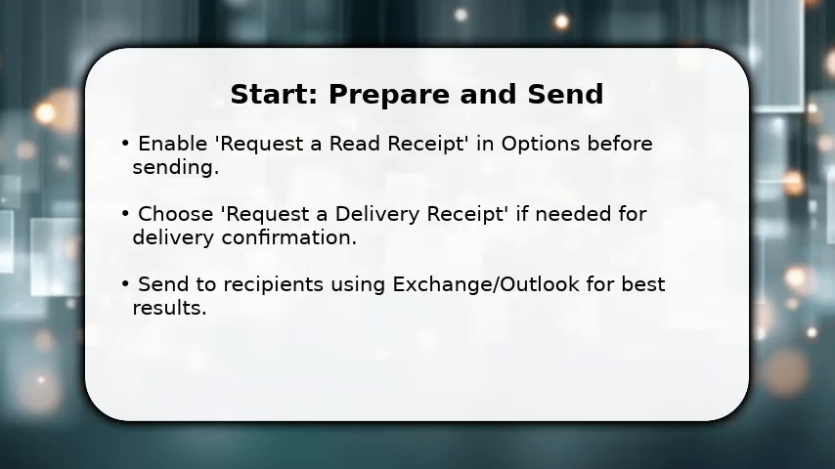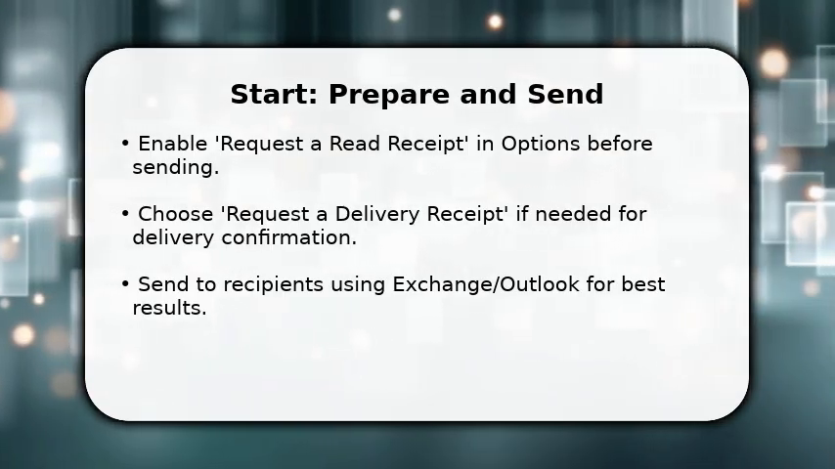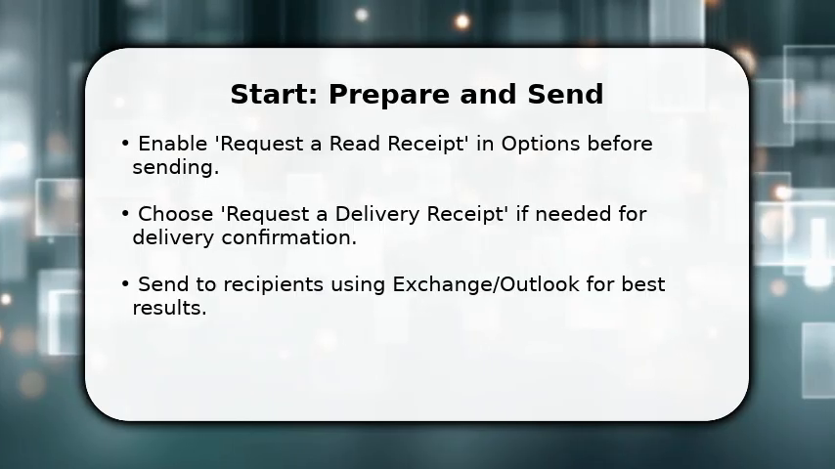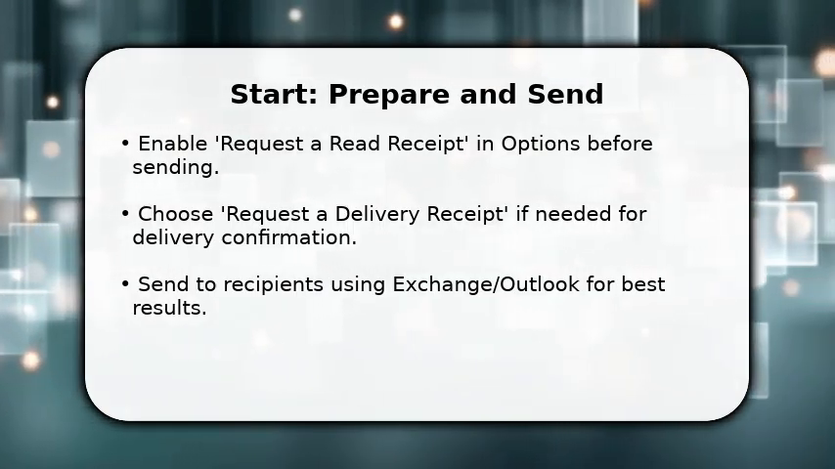You're starting by preparing the message so Outlook can tell you what happened. Open a new mail, click Options, and check Request a Read Receipt. Also enable Delivery Receipt if you want delivery status.